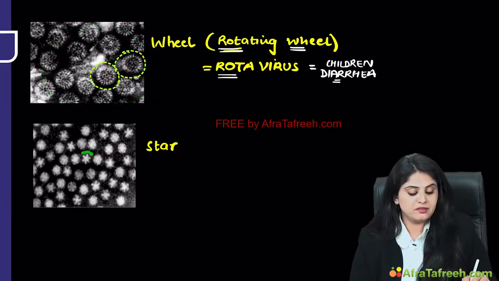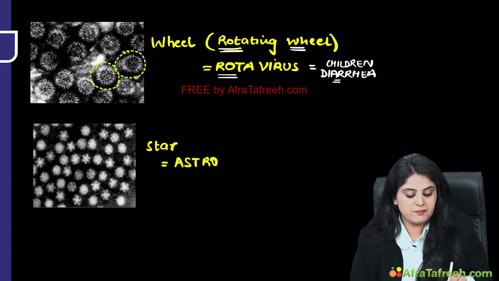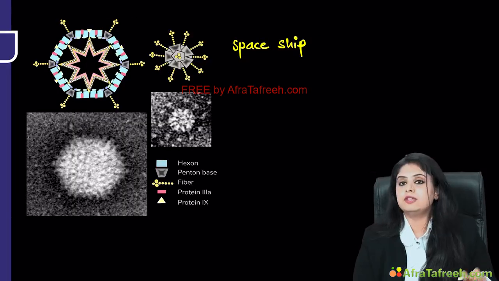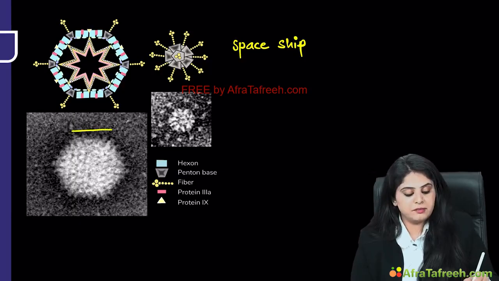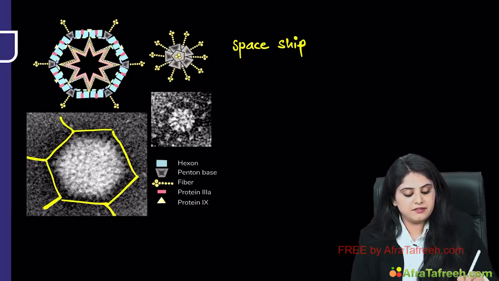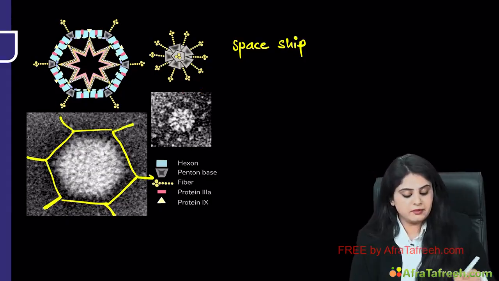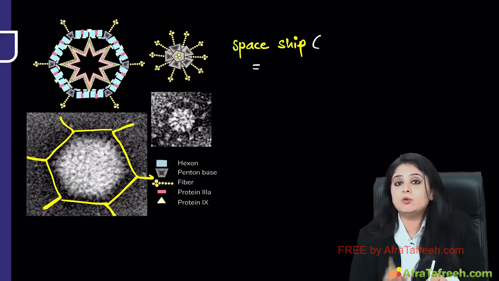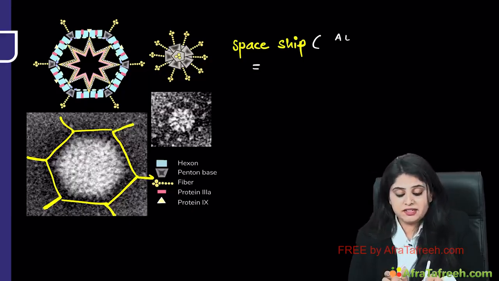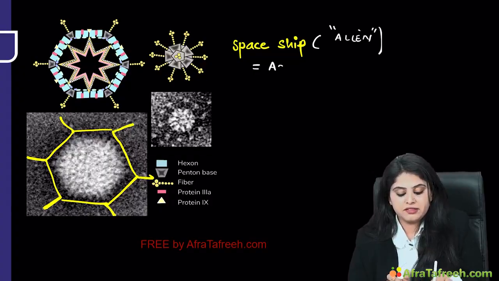Okay, coming to the next, my favorite, because it looks like a star. If it looks like a star, I will name it like a star, and that is going to be astrovirus. Coming to the next, the one that looks like a spaceship. It is going to look as if aliens have come. So if an alien has come, that means it is the alien one. I'm only writing it; this is not written in the textbooks. This is our mnemonic. Alien one means adenovirus. Alien one is going to be adenovirus.